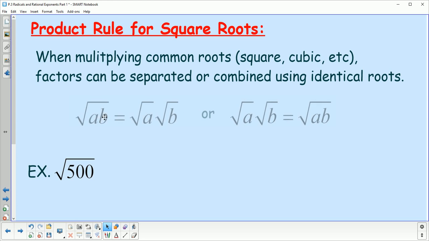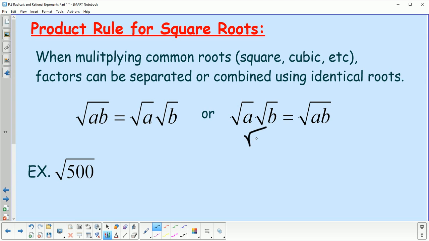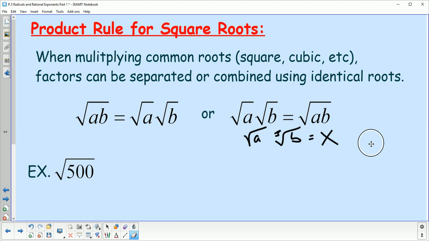So what that means, if we had some product a and b, we could separate that into the square root of a and the square root of b, or we could actually combine them. So it works both ways. We can combine these as long as they are the same roots. An example of one that wouldn't work was, let's say we had the square root of a and the cube root of b. Those we could not combine into one.